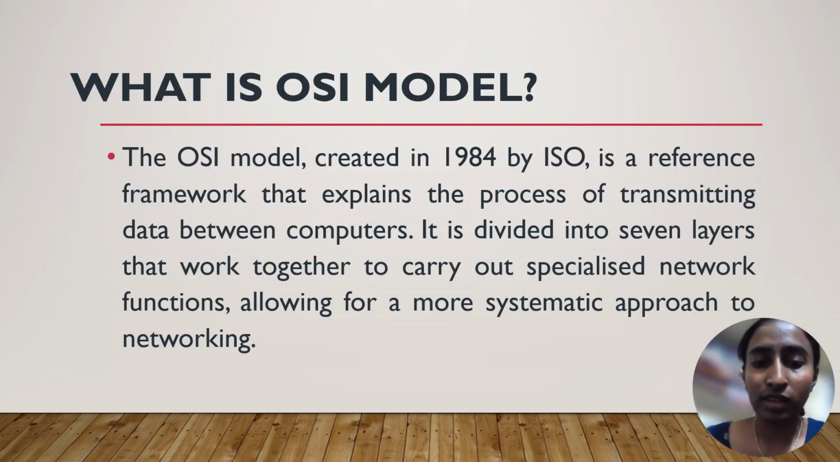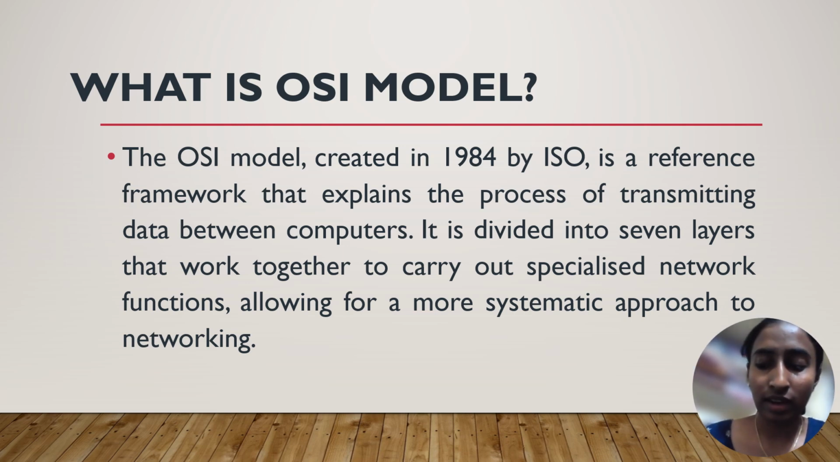The OSI model, created in 1984 by ISO, is a reference framework that explains the process of transmitting data between computers. It is divided into 7 layers that work together to carry out specialized network functions, allowing for a more systematic approach to networking. So next, OSI stands for Open Systems Interconnection.